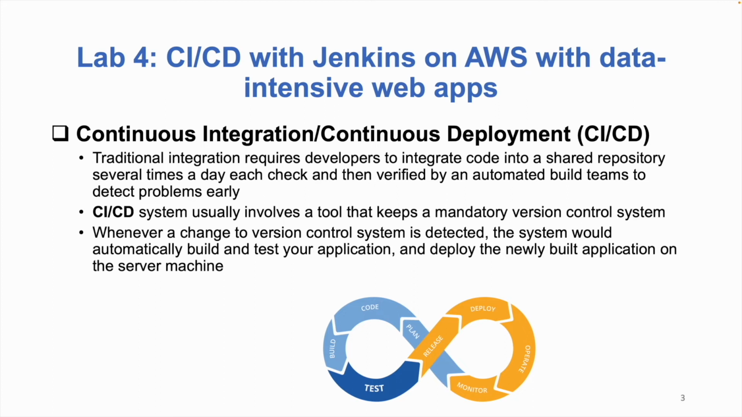However, with a modern CI/CD system, software developers rely on a tool that keeps a mandatory version control system, and whenever there's any update to the application code, the system will automatically build and test the application to make sure everything works. After that, the system will deploy the newly built application on the remote server machine. With this automation tool, the life cycle of the DevOps world can run continuously without any interruption.